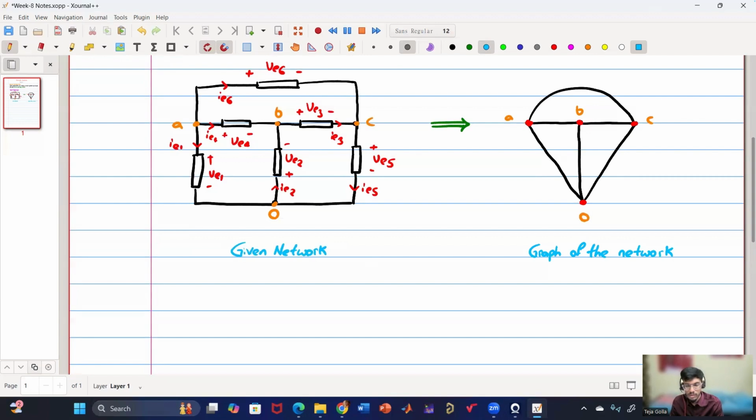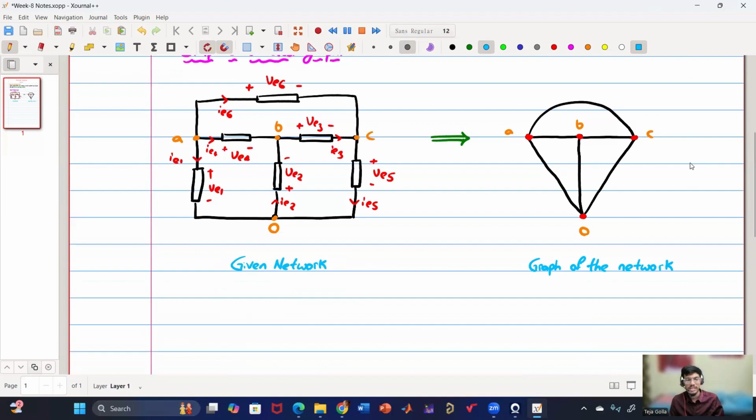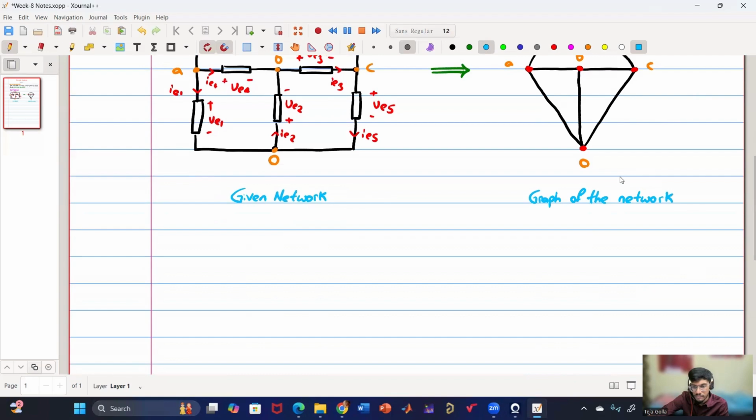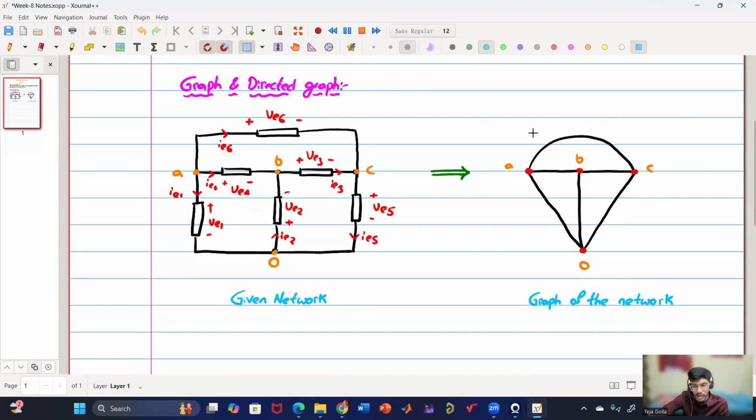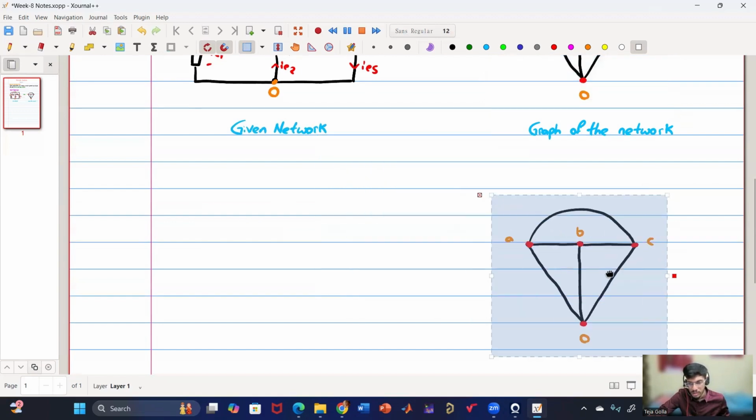Yes, sir. So now this graph does not have any information regarding the voltage, the current, or anything. It is just a line. So it is just a basic graph. So what is a directed graph? A directed graph will have some information regarding the direction of current as well as voltage polarity. So let us consider the same figure and write the direction of the current, voltage, everything.